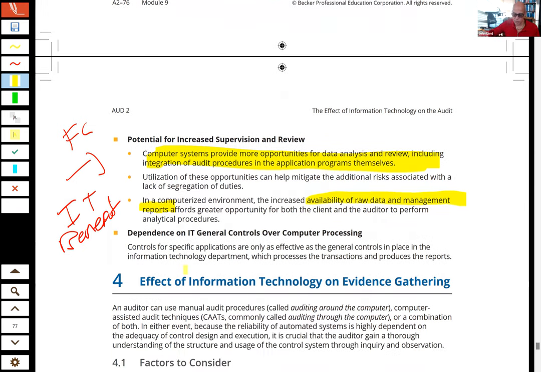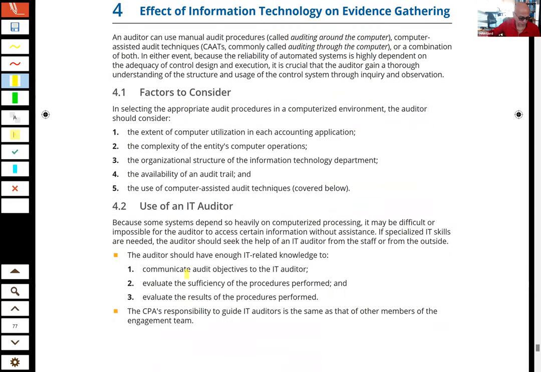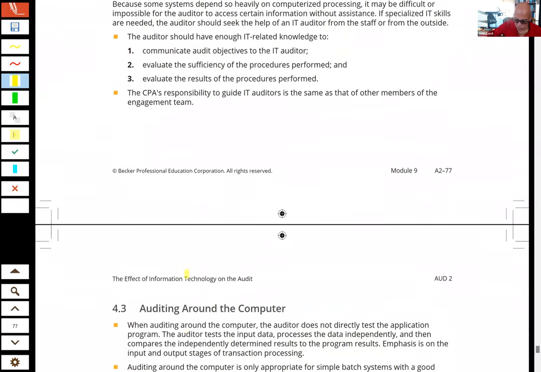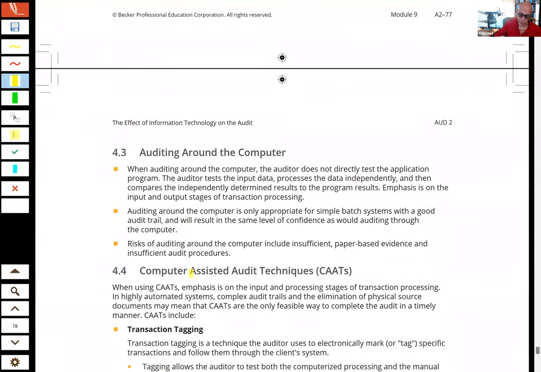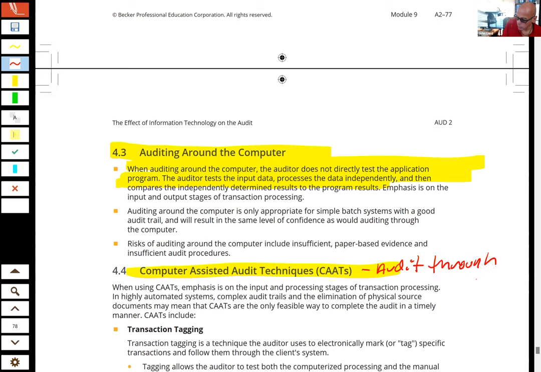Now, what happens if you have a client that has a highly automated system? Then you are going to have a decision to make, an A or B decision. One is, you could audit around the computer. If you audit around the computer, you're essentially going to ask the entity to give you the records out of the system so that you can audit those records out of that system. So you can turn the thing into a paper audit. More likely though, these days, what you'll do is audit through the computer. Why don't you go ahead and put audit through the computer. They don't call it that as much anymore, but just in case there's something old that talks about that.